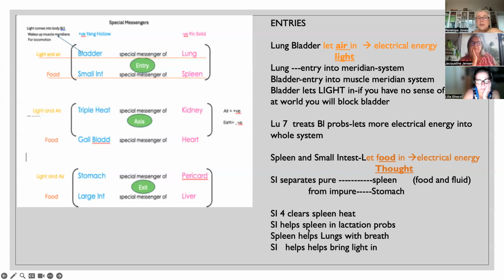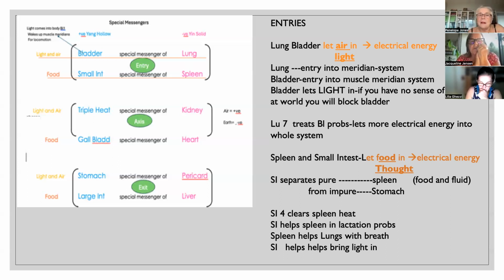Small intestine helps the spleen in lactation problems because small intestine is the special messenger of the spleen. The spleen is what turns fluid into milk. And if that's blocked, then the small intestine can be treated for lactation problems because of that. You're looking puzzled there, Jacqueline. No, that's clear because that's blood going into milk.